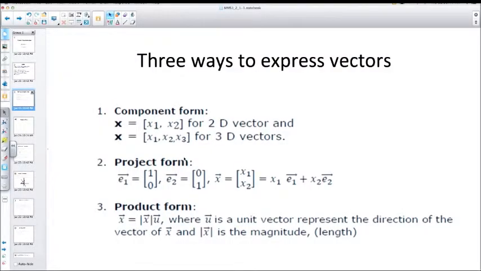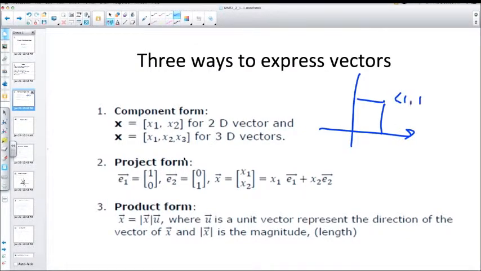So first, let's just review a few algebra expressions for vectors. The first one we use most frequently: a vector has a direction and a magnitude. The first one we call the component form. If you have a 2D vector, like this point, maybe you call it (1, 1). That's what you do in Cal 3 or Cal 2.